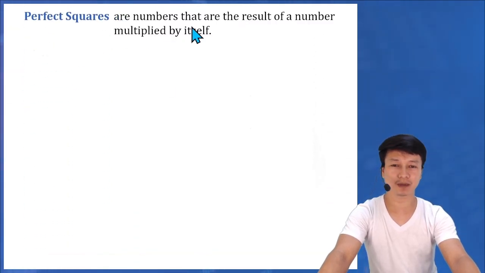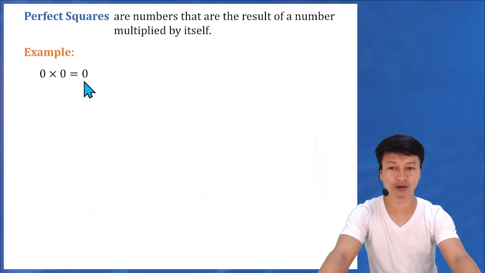Perfect squares are numbers that are the result of a number multiplied by itself. Example, if we are going to multiply 0 by itself, the product is 0. And so we can consider 0 as a perfect square number. Another is if we are going to multiply 1 by itself, the result is 1. And so this result, 1, is considered a perfect square number.